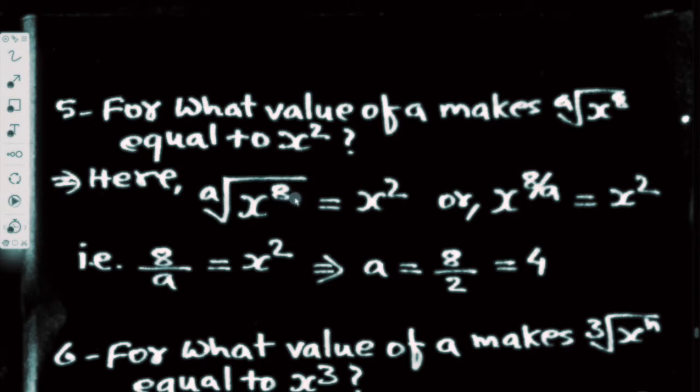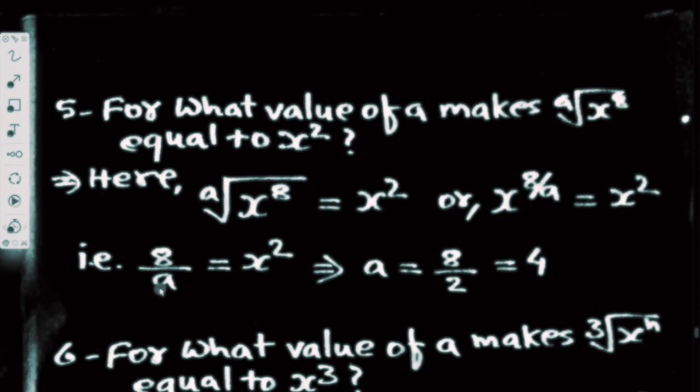It means 8 by a, the fraction form, so x power 8 by a equals x square. Here the base x is the same, so the powers shall also be equal. It means 8 by a equals 2, which gives a equals 8 by 2.